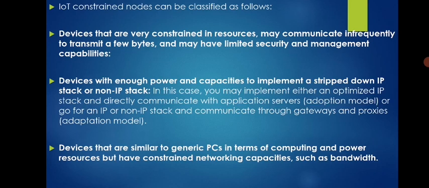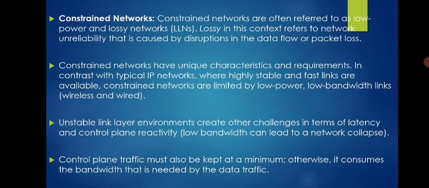Then the third variety of constrained nodes are devices that are similar to a generic PC in terms of computing and power resources. In a personal computer, the power supply will be sufficient and continuous. The computation power also will be continuous, but they have constrained network capacities, such as bandwidth. In the case of the network, we will have some issues. So those were the three different constrained device categories.